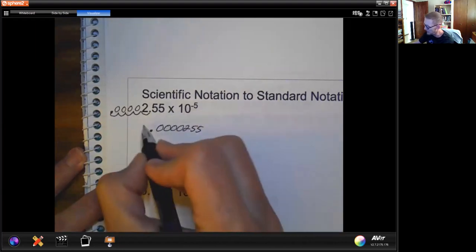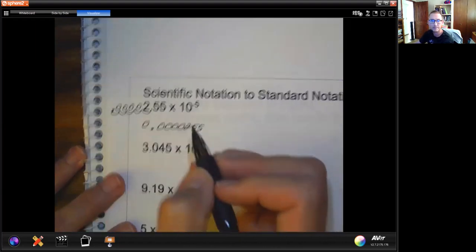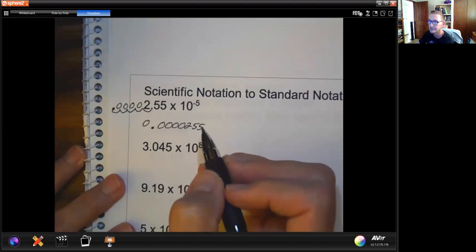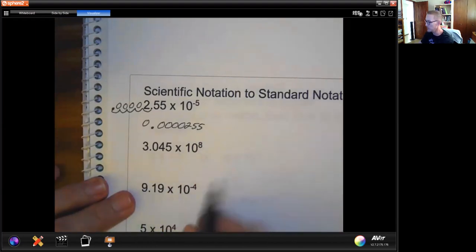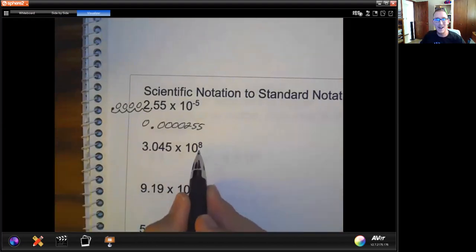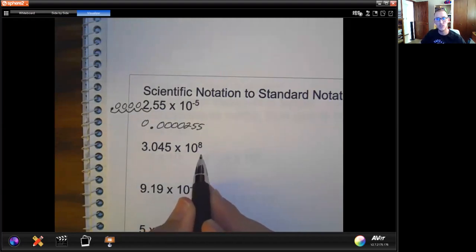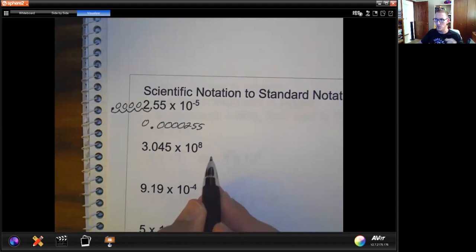And then typically we're going to see a 0 in front of it. It's just holding a place. Let's look at another example. This is a positive 8. Positive exponents in scientific notation means big, giant numbers.